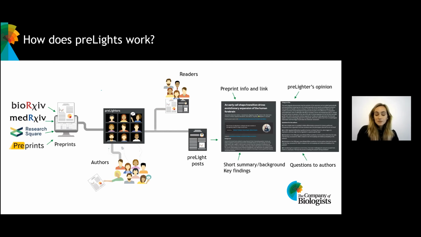We are not prescriptive about what a preLight post should include, but we do encourage prelighters to include why they have chosen this work, what they like about the new research, and how they feel it moves the field forward. Importantly, all posts have a snappy, tweetable summary of the preprint, and we find that click-throughs from Twitter account for about 40% of our site hits.